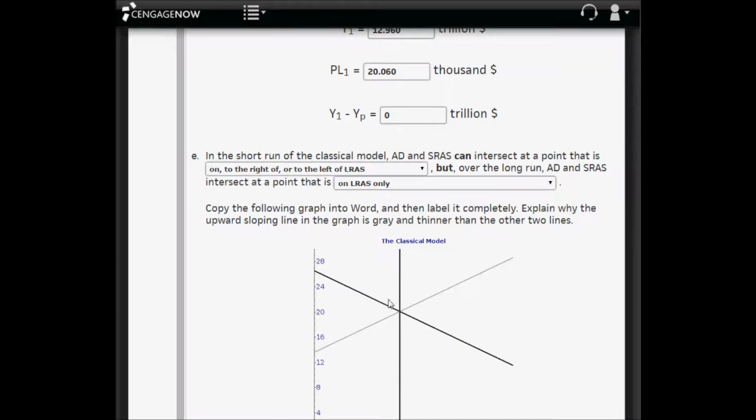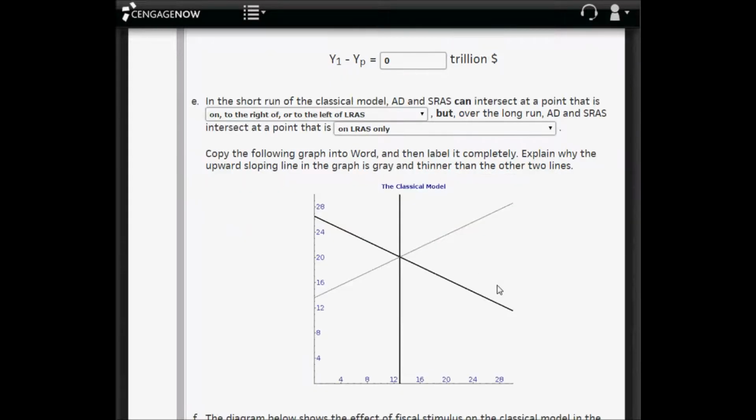So over the long run, what we see is short run aggregate supply, long run aggregate supply, and aggregate demand all meet at the same point. Now, why is that? In the classical model, all resource markets are assumed to have cleared. So unemployment is near its natural rate. Resources are being fully utilized. So this right here is the long run aggregate supply curve. This is the aggregate demand curve. And this right here is the short run aggregate supply curve.